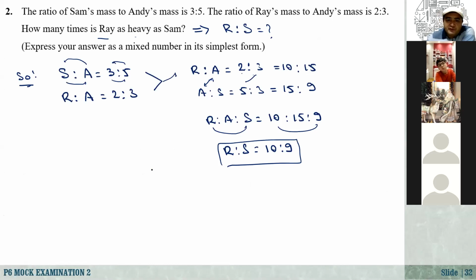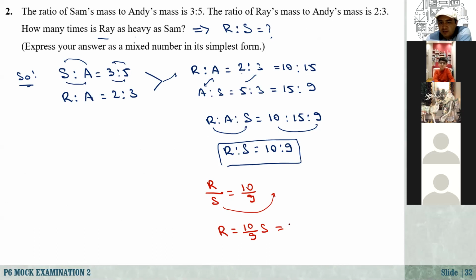So that means if you just sum up this, here we have R over S is equal to 10 over 9, right? We know that we can take this S to this side. That means it's the same as R is equal to 10 over 9 S. And what is 10 over 9? 10 over 9 is 1 and 1 over 9, just changing an improper fraction into a mixed number. So that means that Ray is 1 and 1 over 9 times as heavy as Sam.